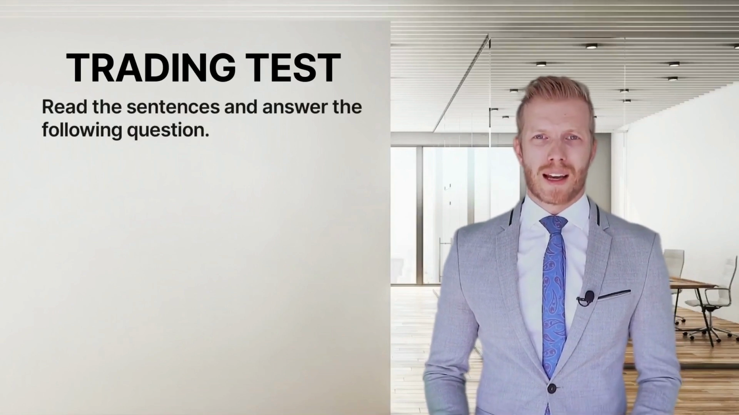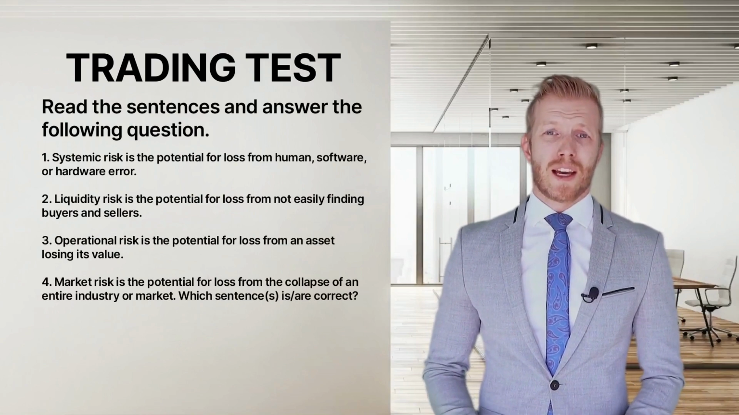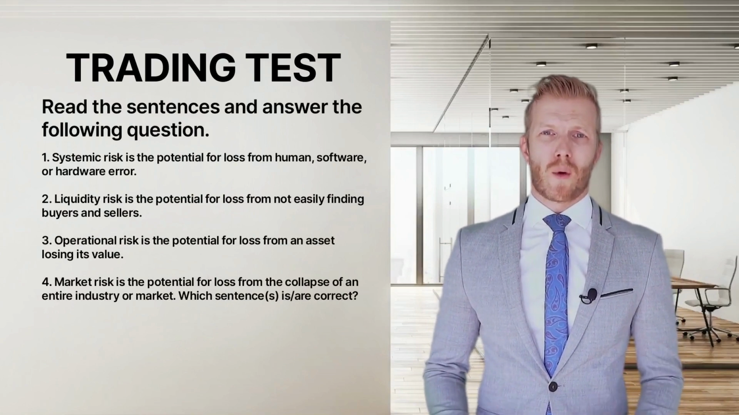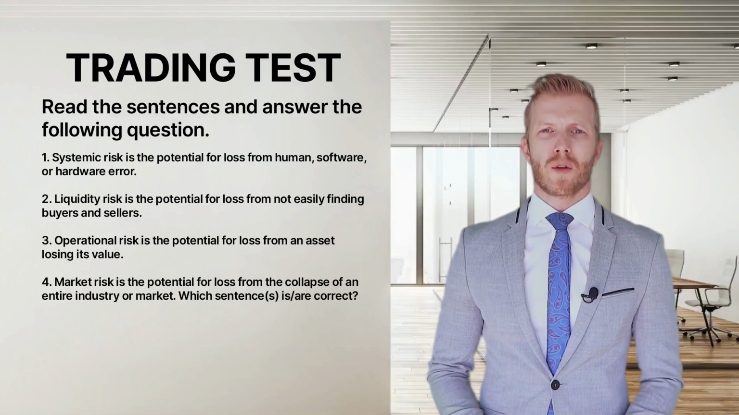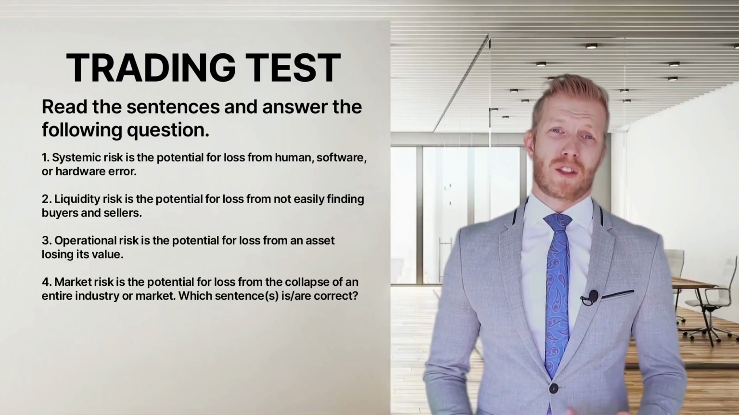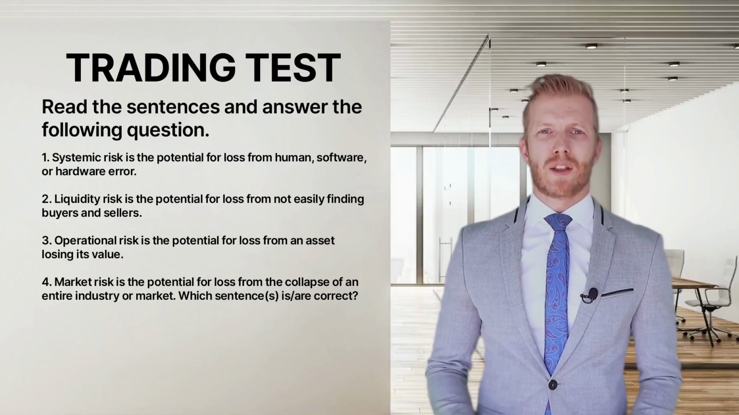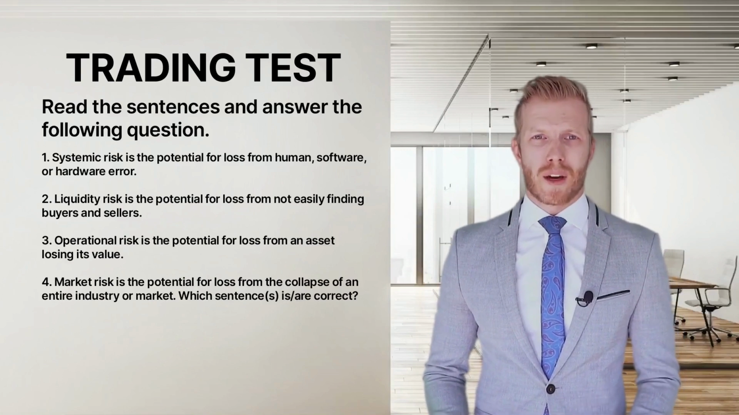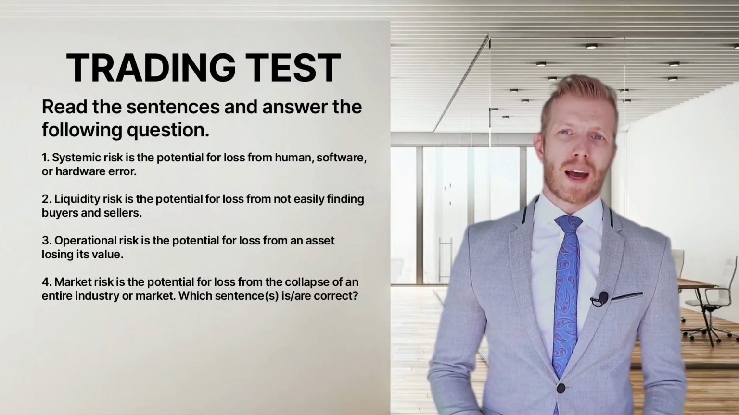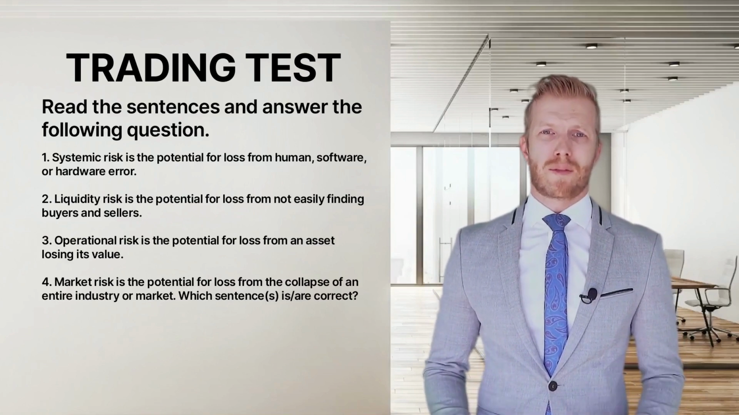Read the sentences and answer the following question. 1. Systemic risk is the potential for loss from human, software, or hardware error. 2. Liquidity risk is the potential for loss from not easily finding buyers and sellers. 3. Operational risk is the potential for loss from an asset losing its value. 4. Market risk is the potential for loss from the collapse of an entire industry or market. Which sentence is correct?